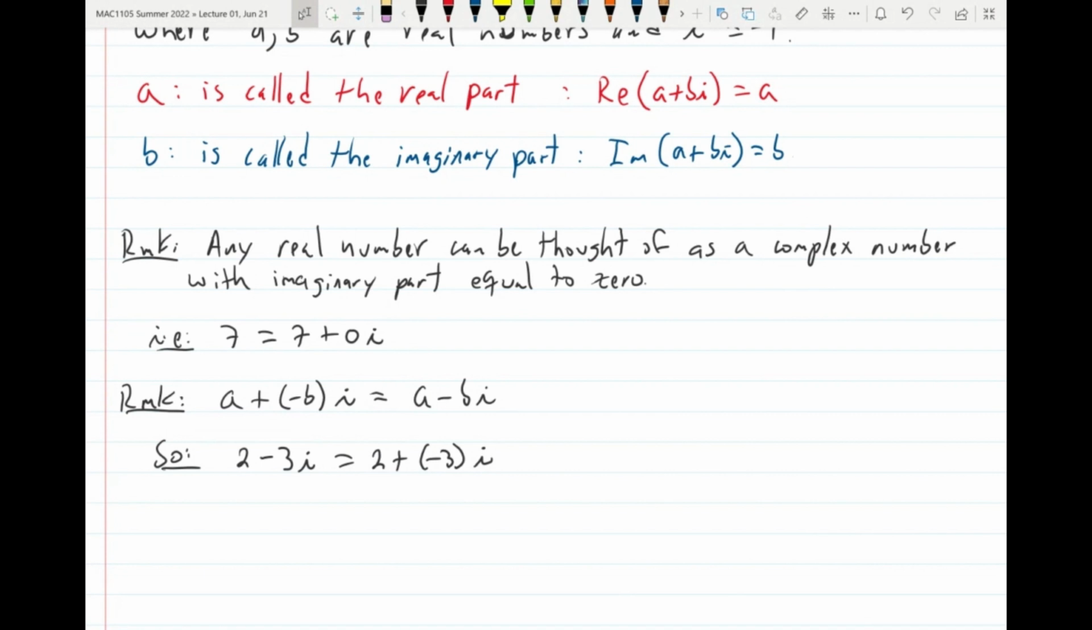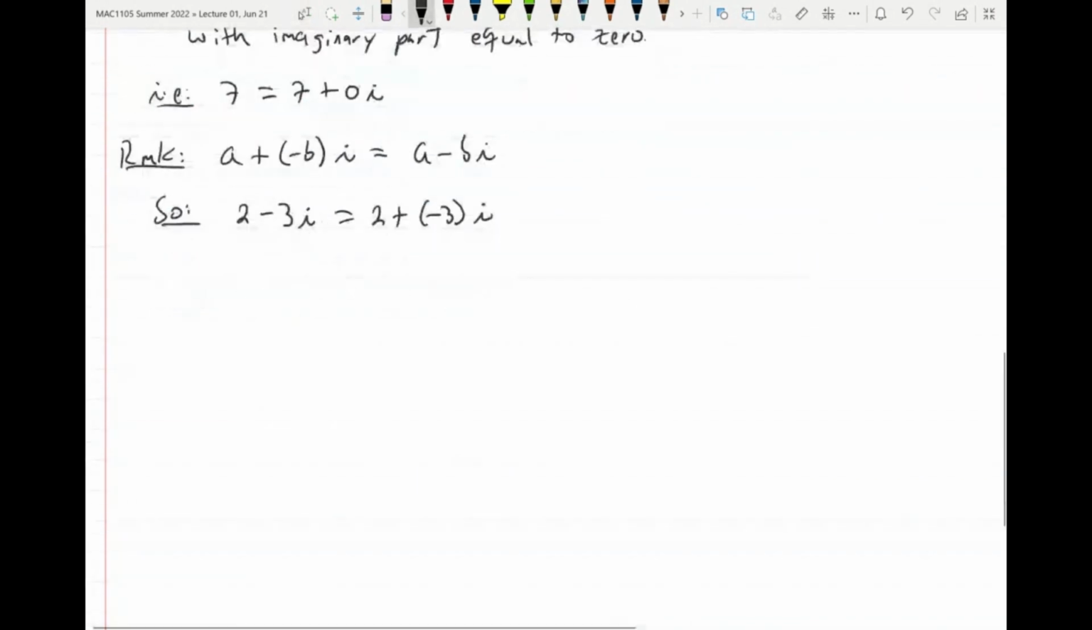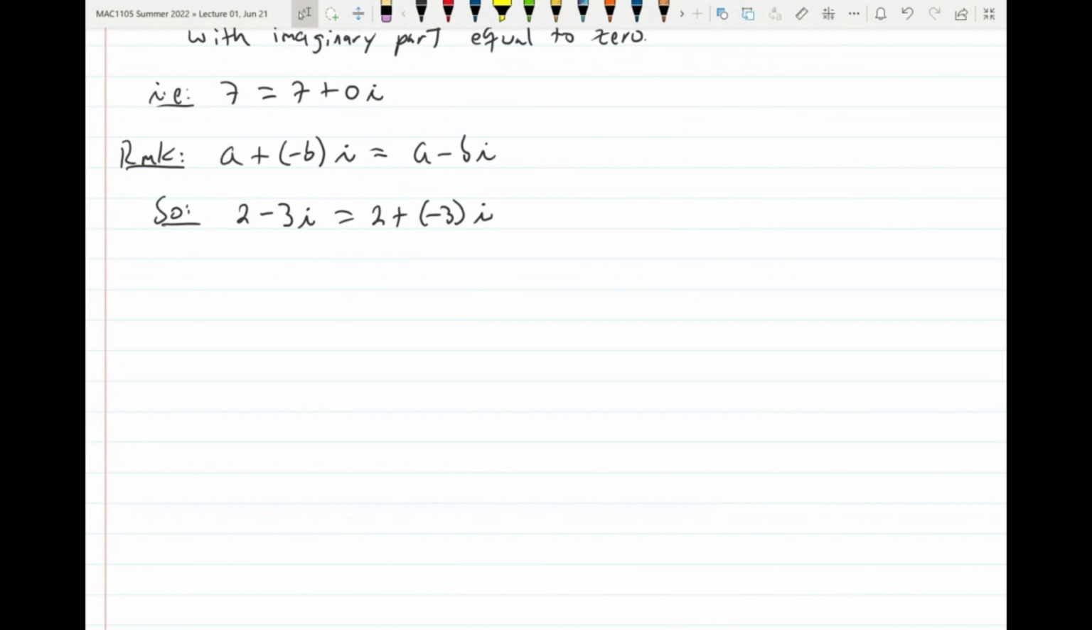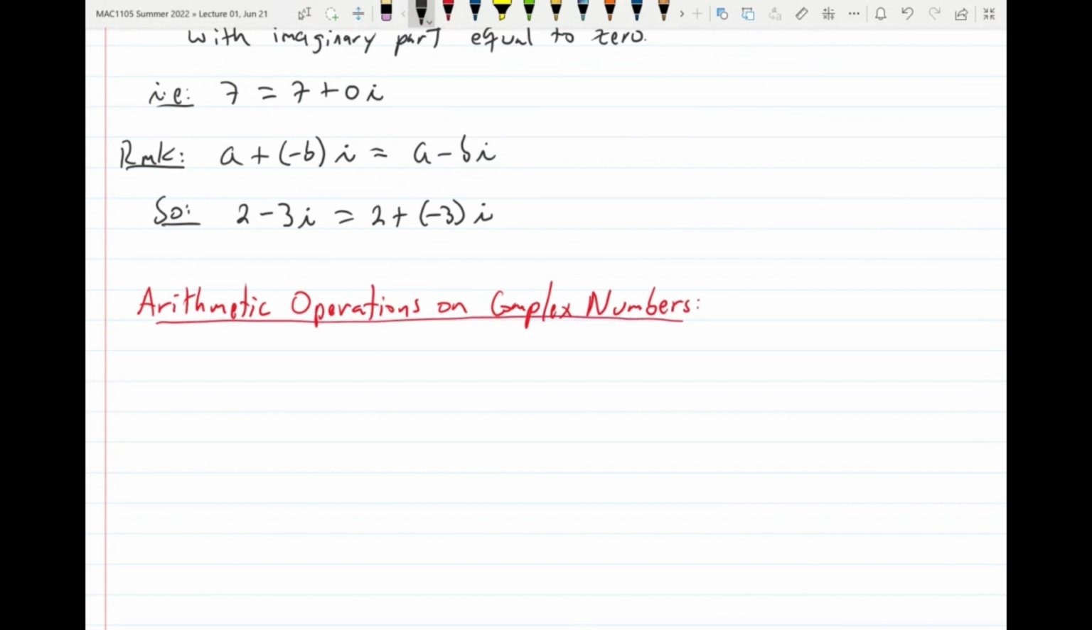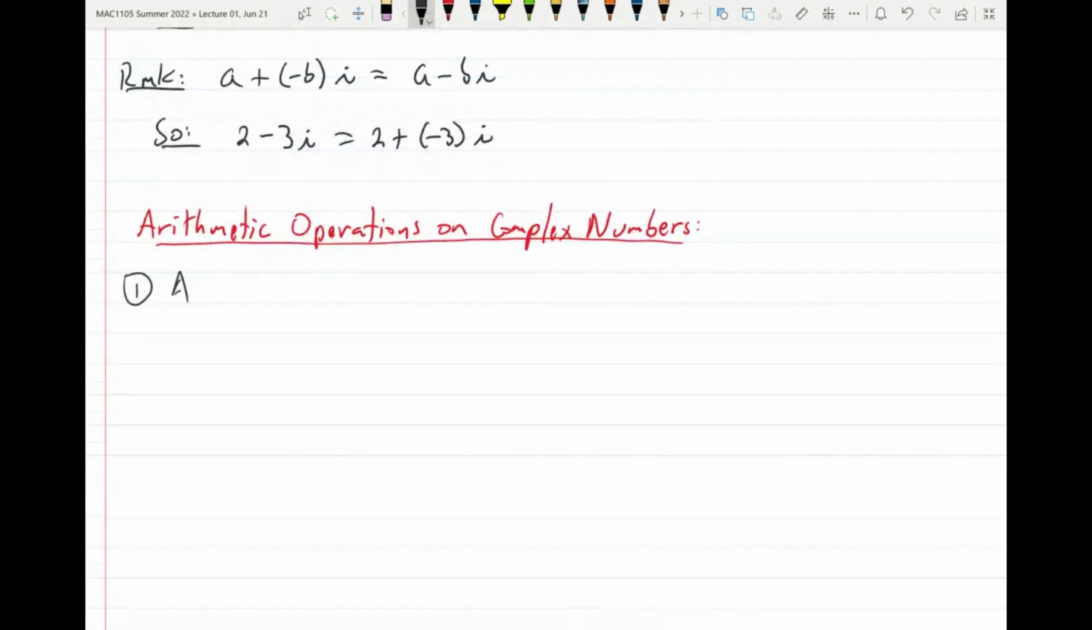So let's do some examples so we can get to the division quickly. So arithmetic operations, complex numbers. So first, let's do addition, subtraction.